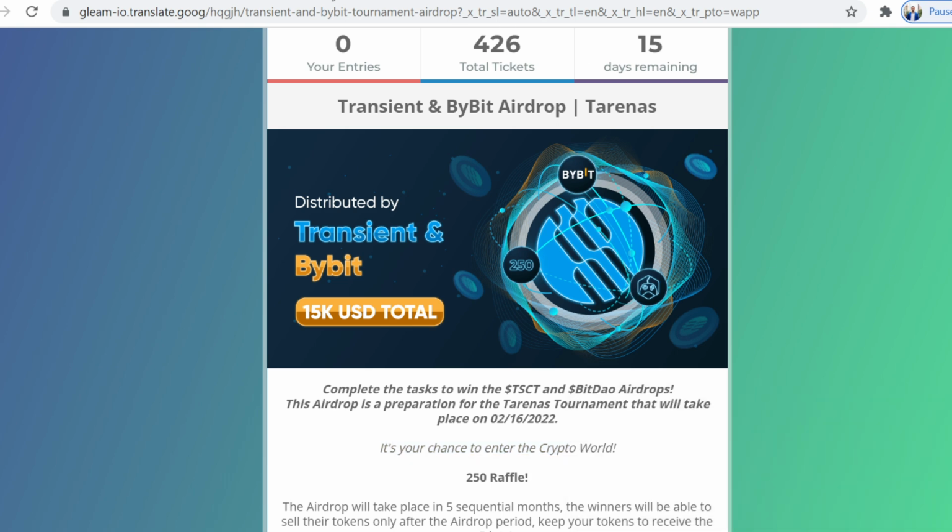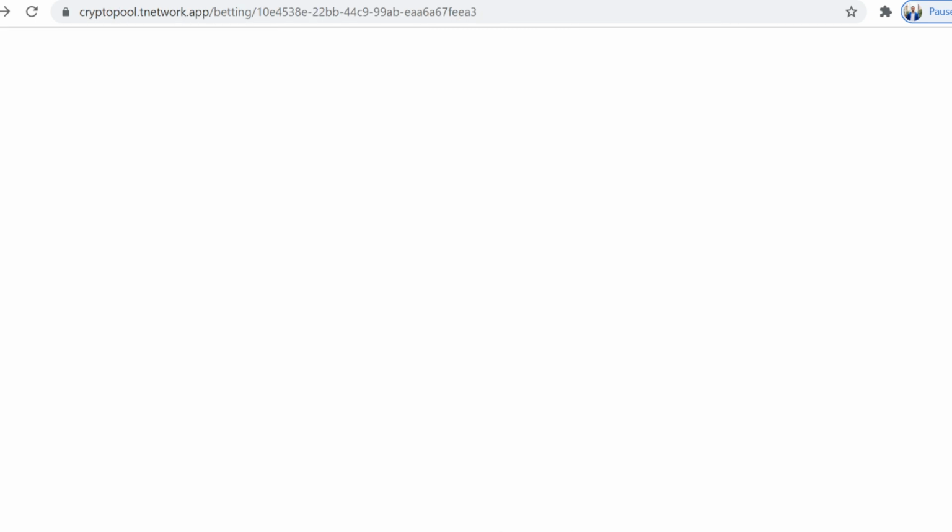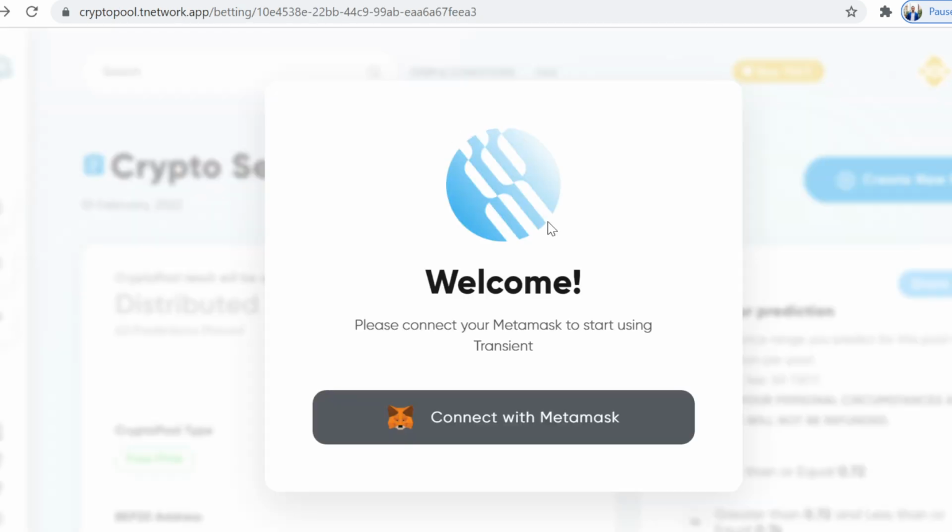Now, that's from a third DApp point of view when it comes to Transient. From a second DApp point of view, we talk about CryptoPool. CryptoPools with Transient are really interesting. When you jump on here, and I'll give you my link as well so you can jump on it too, it will ask you to connect your MetaMask. Give me a moment, I'm just going to connect my MetaMask, and then I'm going to show you.